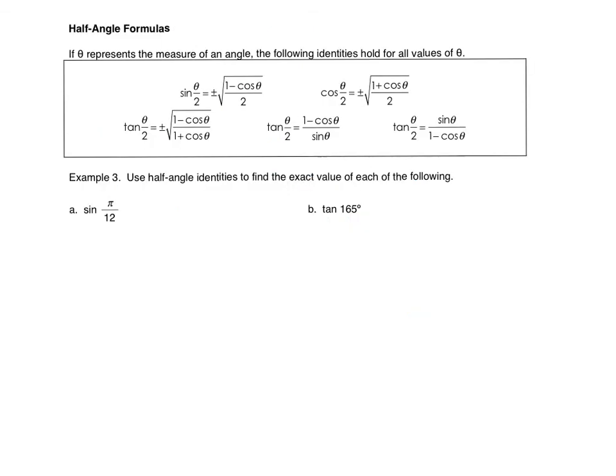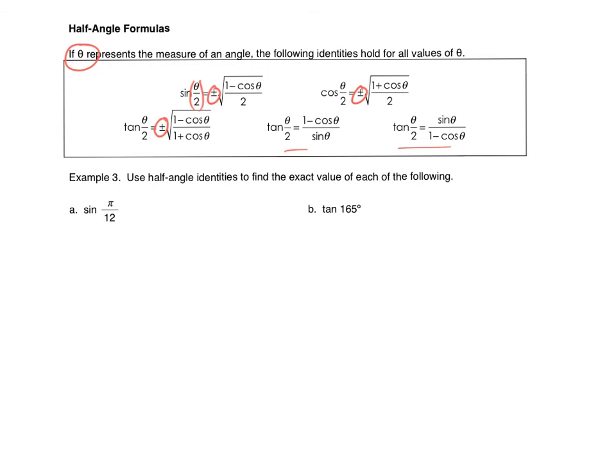We also have half angle formulas. So if theta is our angle, then we can find the values of sine, cosine, and tangent of half that angle, or theta divided by 2. And so we have one equation for sine, one equation for cosine, although note that there will be 2 possible answers for both of those. And then tangent of theta has one that has a plus or minus, and then there are 2 other identities.